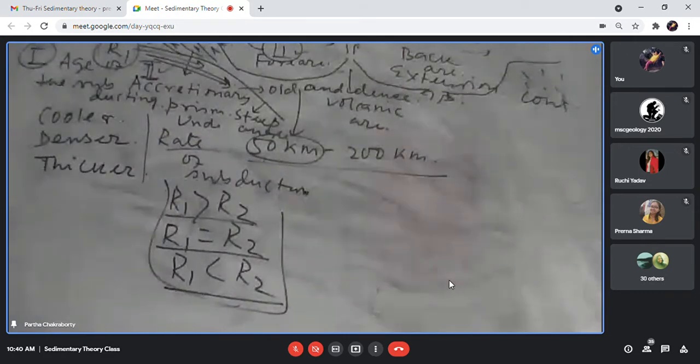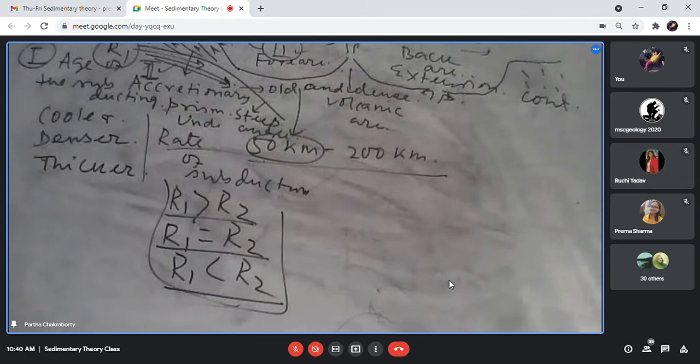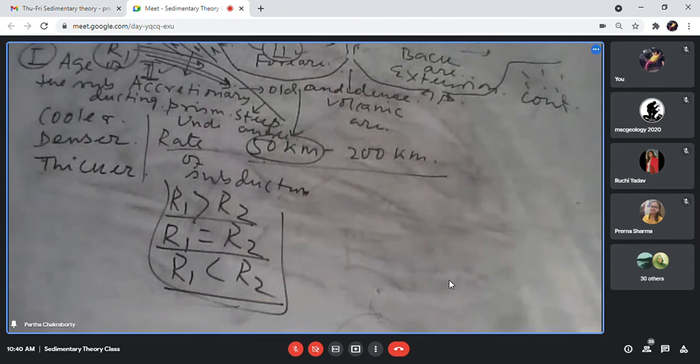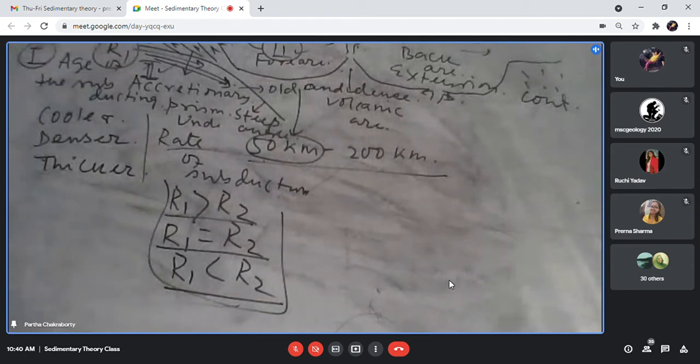Now, what will happen if R1 is equal to R2? That means the rate of subduction and the rate of convergence are matching one another. One is not exceeding the other.